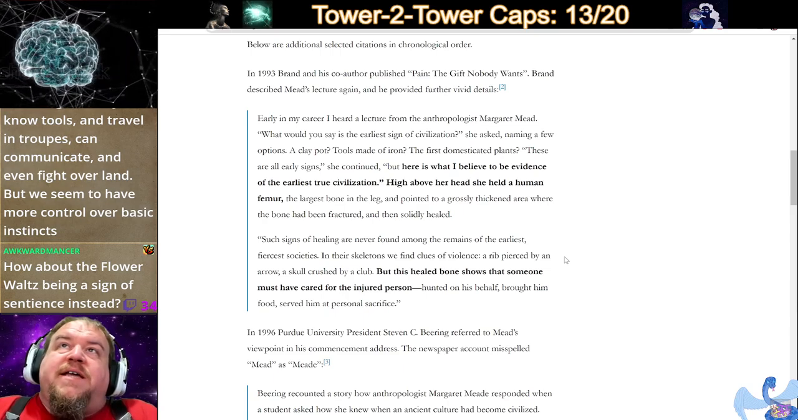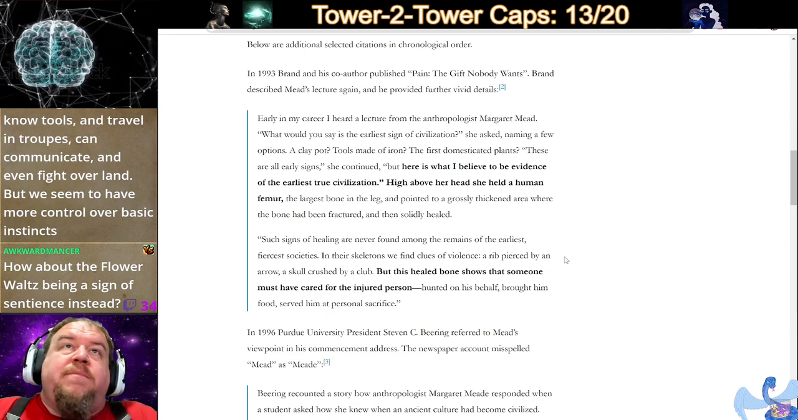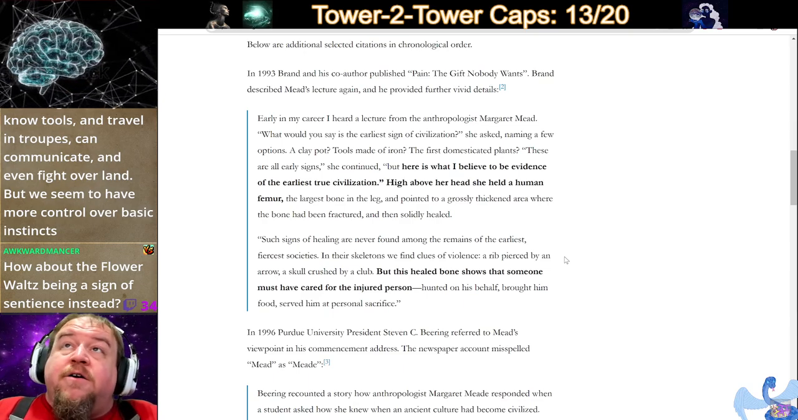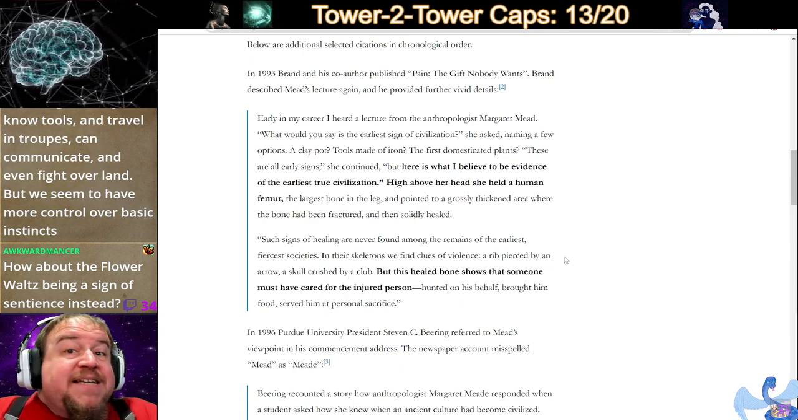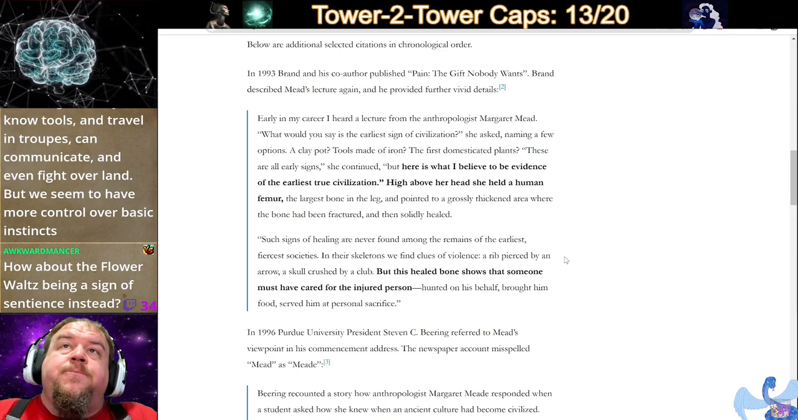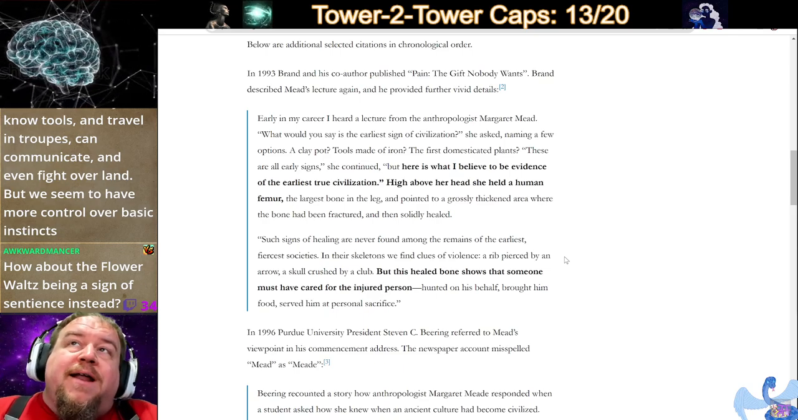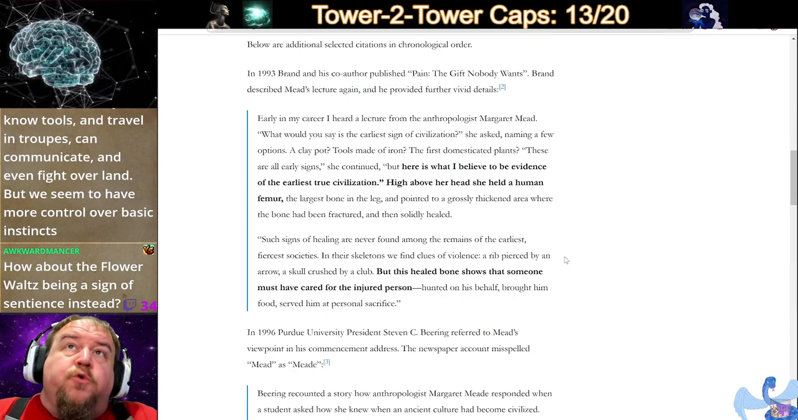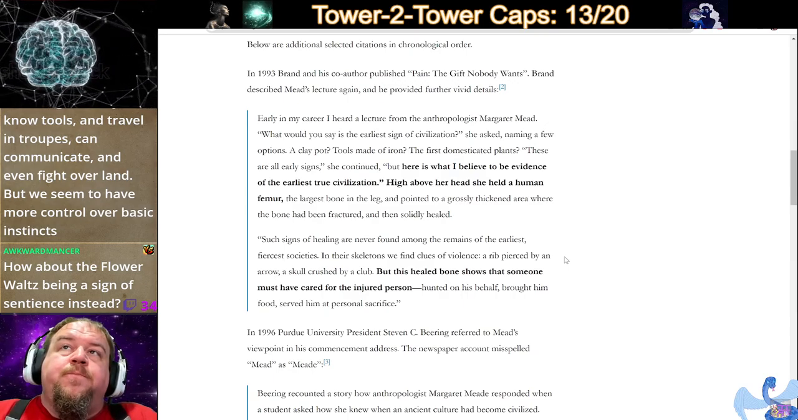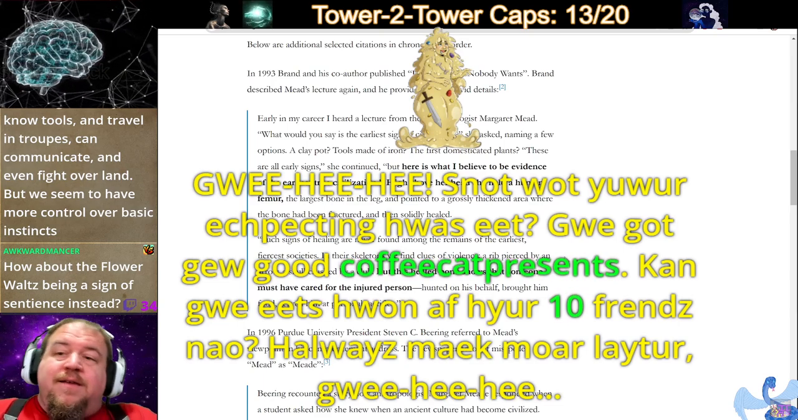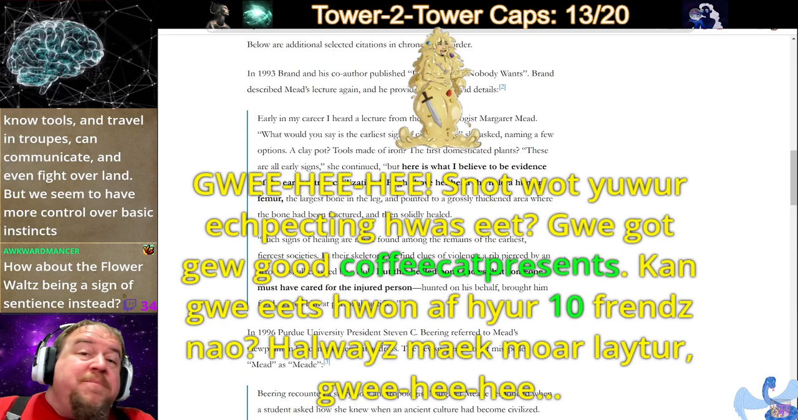What would you say is the earliest sign of civilization? she asked, naming a few options. A clay pot, tools made of iron, the first domesticated plants. These are all early signs, she continued. But here is what I believe to be evidence of the earliest true civilization. And that is a band playing music, everyone.